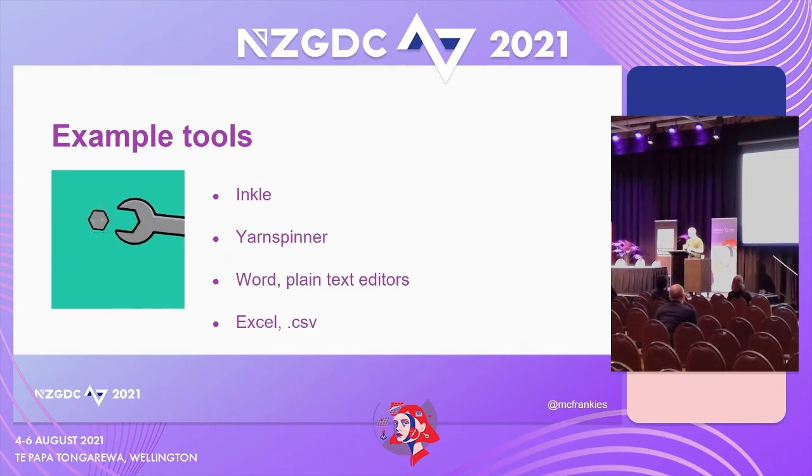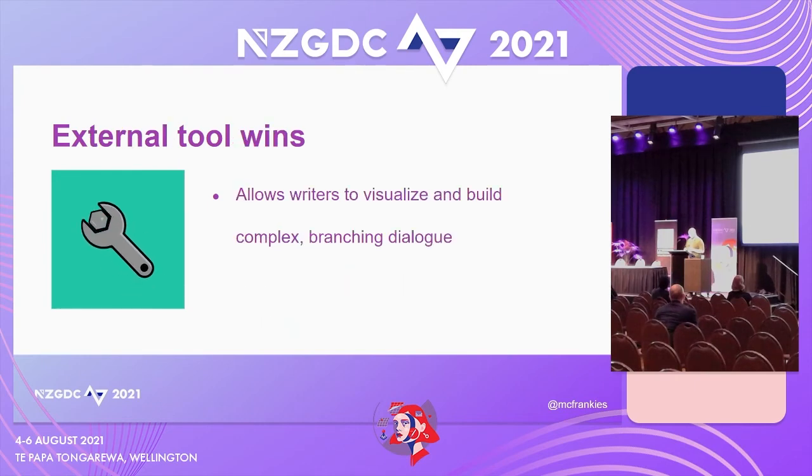So I'm just going to quickly touch on things external tools do very well. In examples like Inklewriter, they allow writers to visualize and build complex branching dialogue in isolation from the engine. The larger our dialogue trees got, the harder they were to maintain, and a tool specifically made to handle large complex dialogue systems can be a huge time save for both content generation and testing.